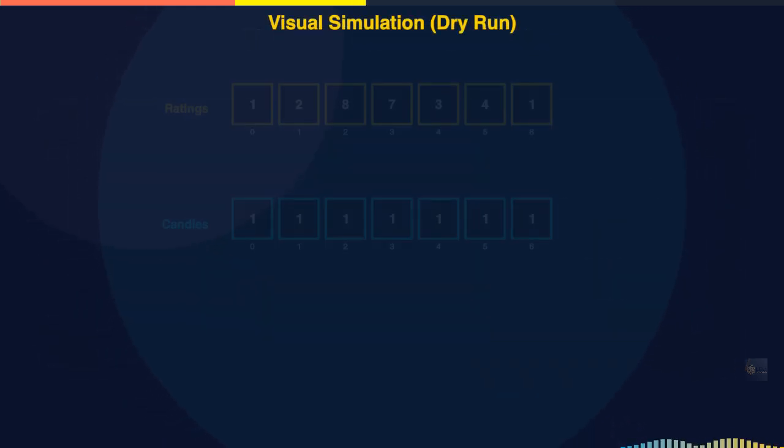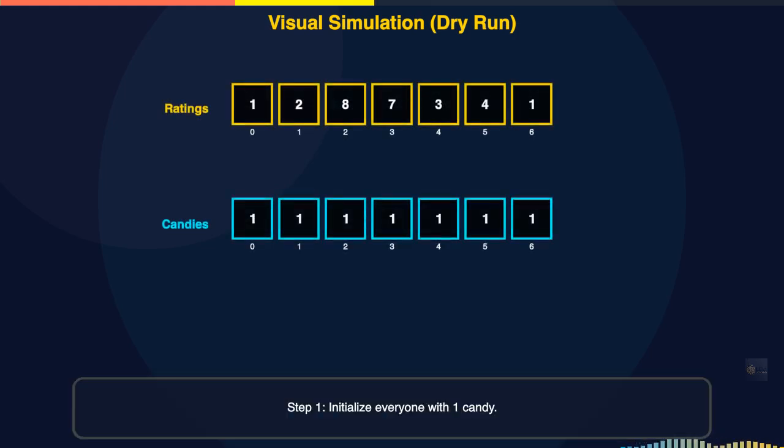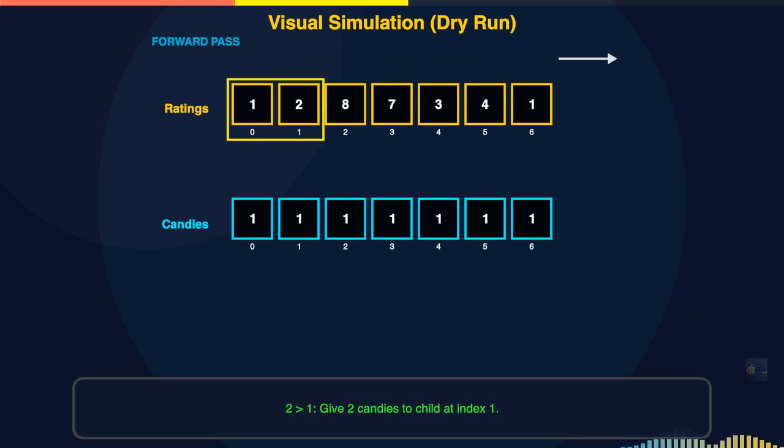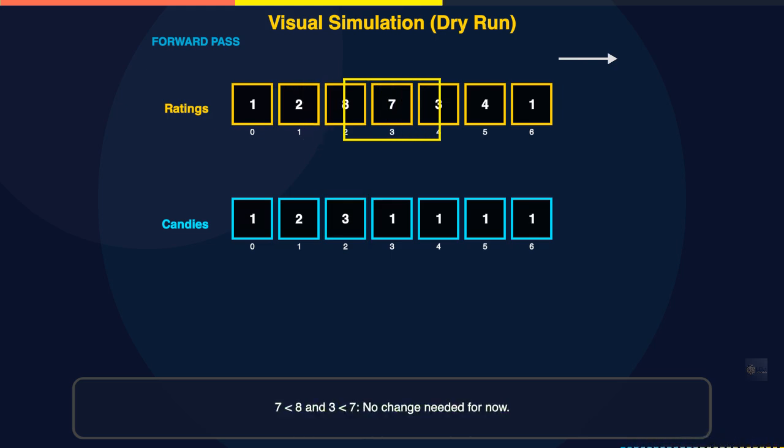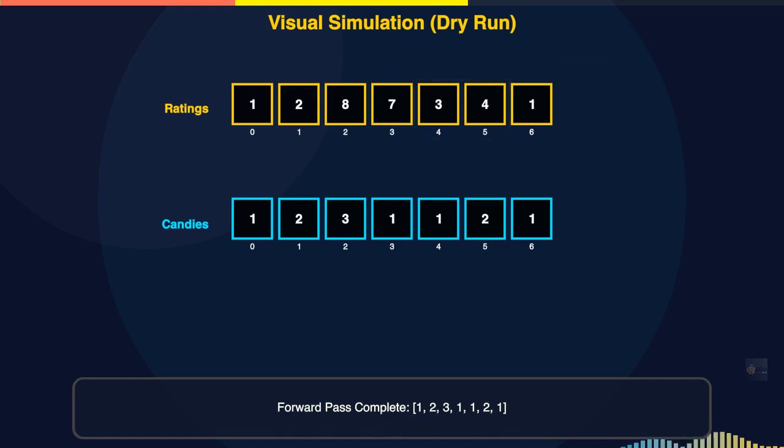Let's trace this with an example. Suppose the ratings are 1, 2, 8, 7, 3, 4, and 1. We start by giving everyone one candy. In our forward pass, we look left. 2 is greater than 1, so it gets 2 candies. 8 is greater than 2, so it gets 3. 7 is not greater than 8, 3 is not greater than 7. But 4 is greater than 3, so it gets 2. Our array is now 1, 2, 3, 1, 1, 2, 1.